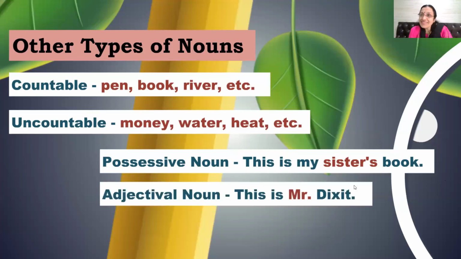Adjectival noun. Did we know this? Adjectival noun. When we say this is Mr. Dikshit, Mr., Ms., Mrs., doctor: these are titles. These are all adjectival nouns that tell you about the noun, but it's a noun only. Please understand this. You don't say Dikshit separate and Mr. separate. You say Mr. Dikshit is a noun.